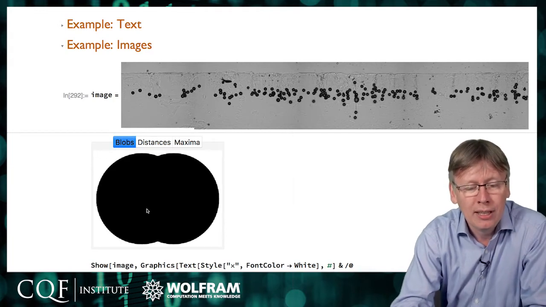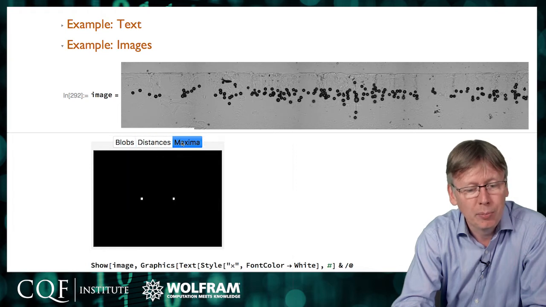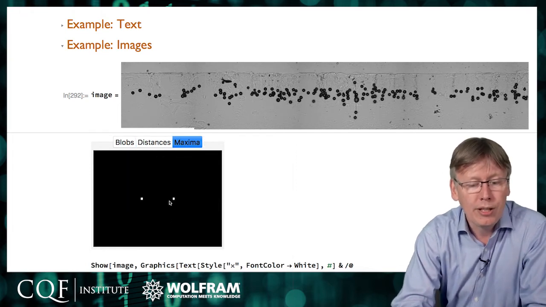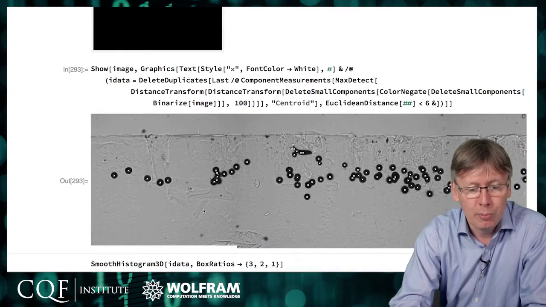I would take the blobs and use filters that are available in image processing, such as how far from the edge of the blob are we? So here's the distance to the edge of the blob. And then we can find the maximal points within that, which allows us to resolve blobs even though they're touching. And then we can use pure counting on those. And here is the image with those points identified.